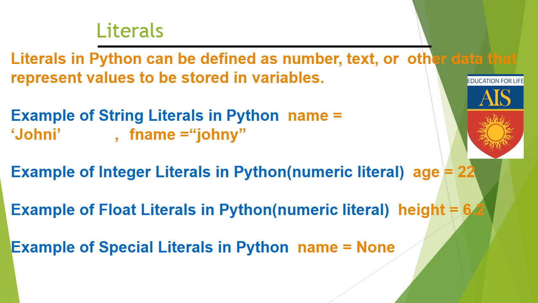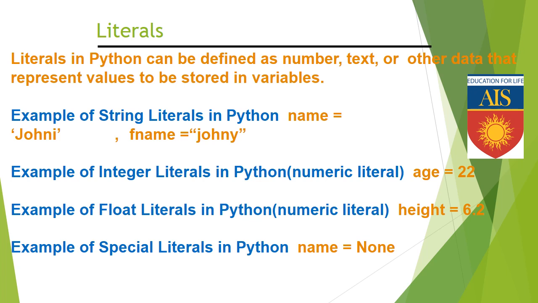Next point is for literal. Literal in Python can be defined as number, text or other data that represent value to be stored in variable. Examples of string literals in Python are name equal Johnny, fname equal Johnny. See the difference between name and fname.